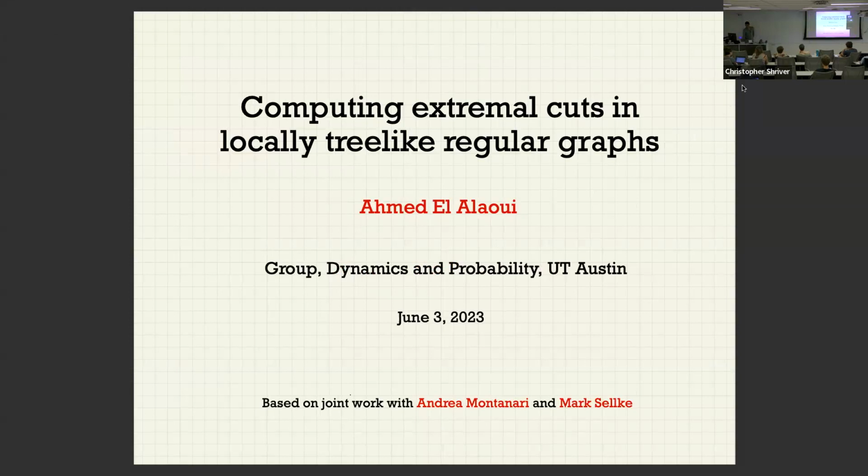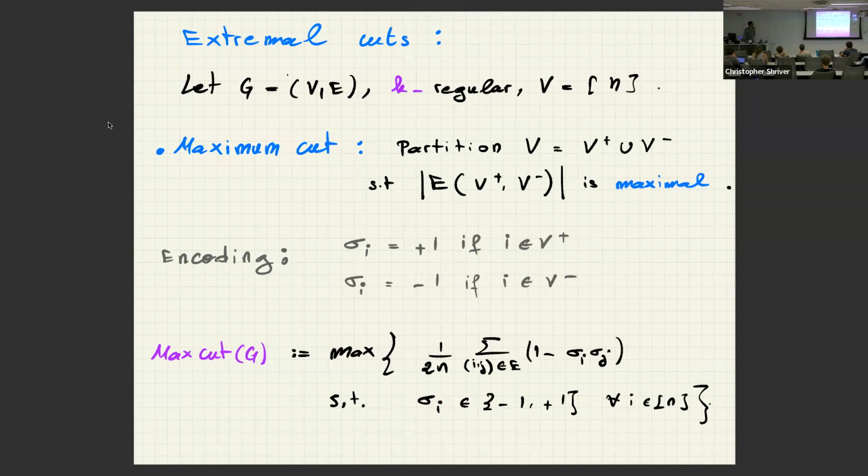All right, so I'll talk about extremal cuts. I'm going to talk about combinatorial optimization in this talk. And so I'll be considering a graph that is k-regular on n vertices. And these are the quantities. The first quantity I'm going to be trying to look at is maximum cuts. Many of you know this.